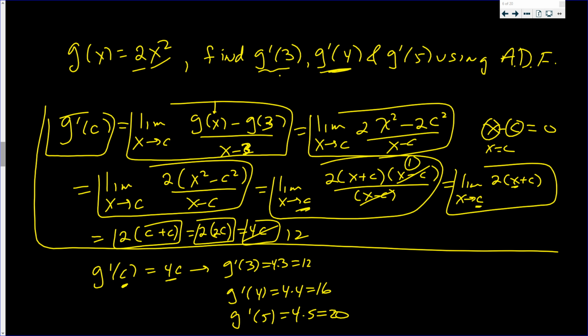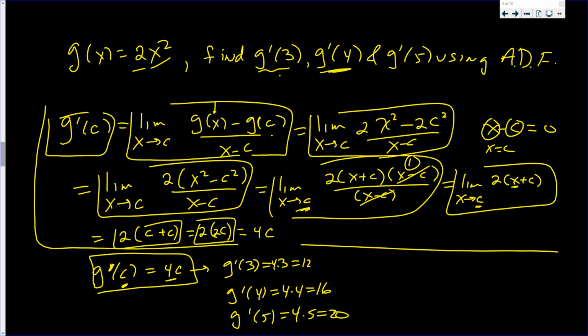If you're only asked to find g prime of just one number, fine. You can plug in the value for c at the beginning. But if you're asked to use the alternate formula to find g prime of a number of values, don't find g prime of, say, 3. Find g prime of c, because then it becomes easy. G prime of c is 4c. There it is.